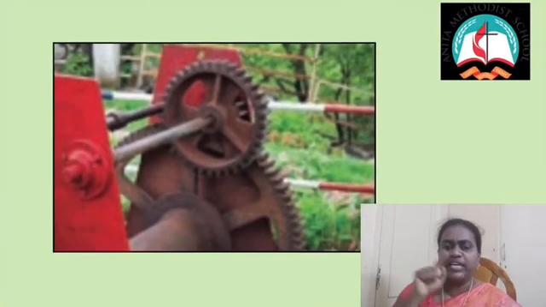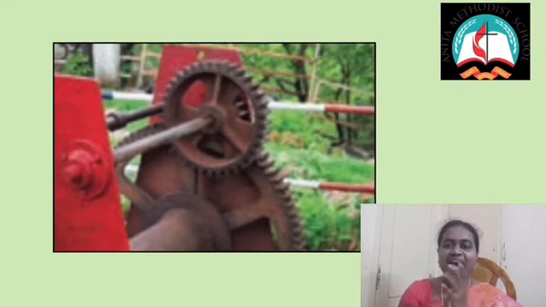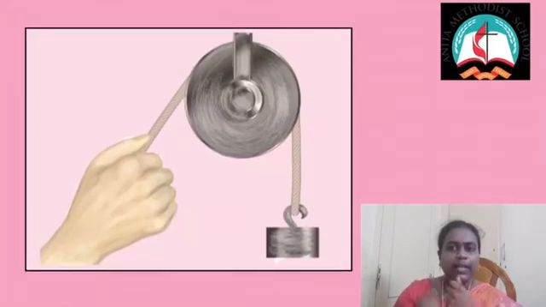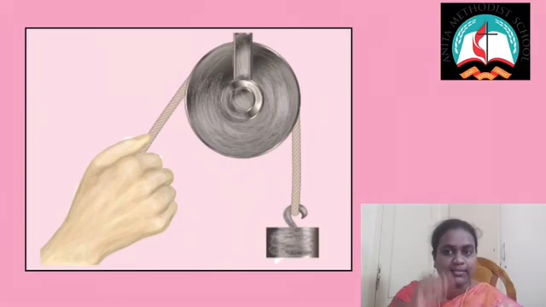The third one. There is some wheel and a rod over here. So what do you call it? Wheel and axle. Wow! Next one. Pulling using a rope, and there is also a wheel. What do you call this? Think. Yes, it's a pulley. Good, children.